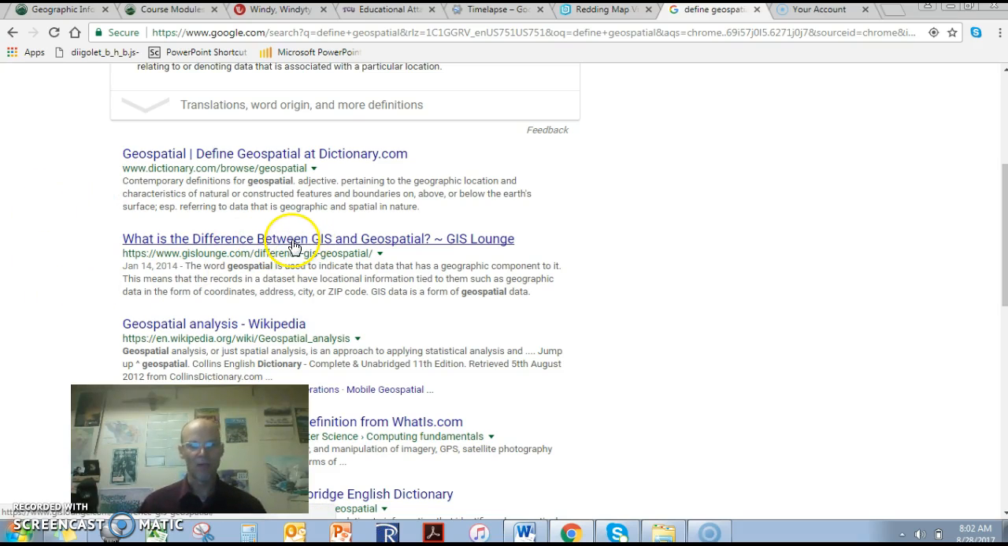A more industry-specific definition comes from the GIS Lounge. Geospatial is used to indicate data that has a geographic component to it. And so this is the essence of what we're going to be looking at here.